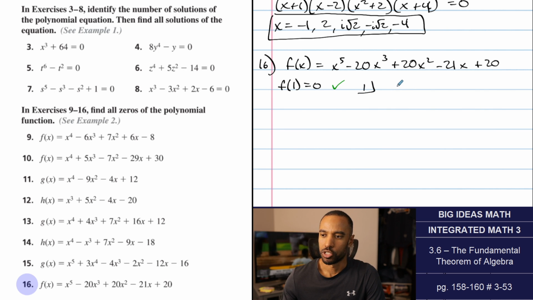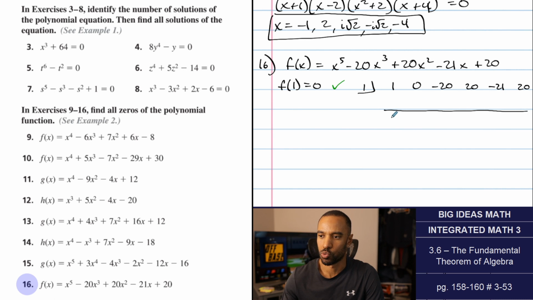So keep in mind there's no x to the fourth term. So 1x to the fifth plus 0x to the fourth minus 20x cubed plus 20x squared minus 21x plus 20. Okay. At least the number is 1 that we're multiplying by as well. Keeps it nice and small.